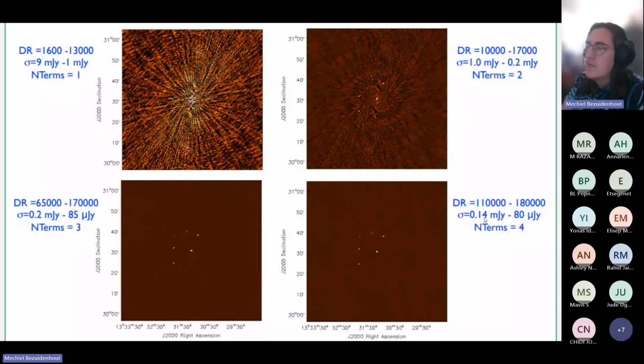You go from 9 millijansky using one frequency down to 0.14 millijansky using 4 channels. And the more channels that you use, the more accurate, or the more sensitive, the image is going to get.